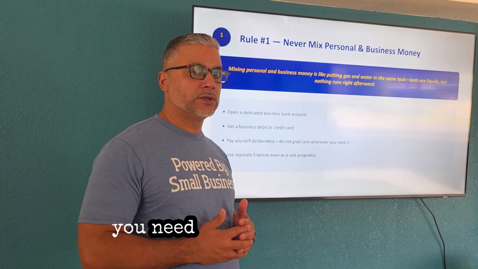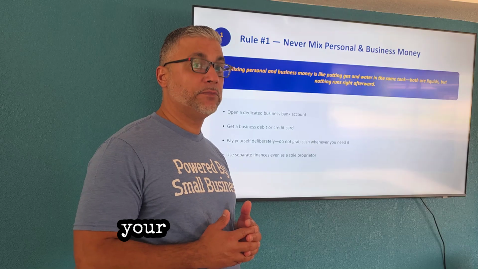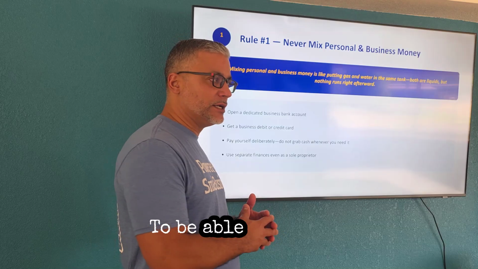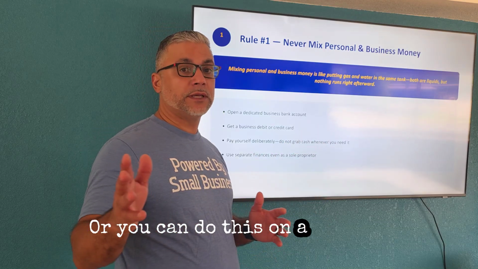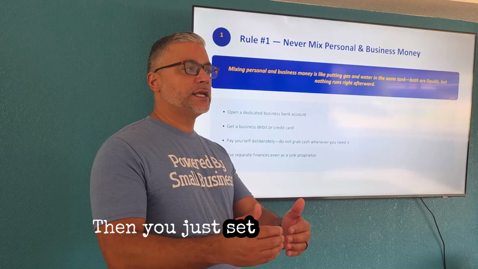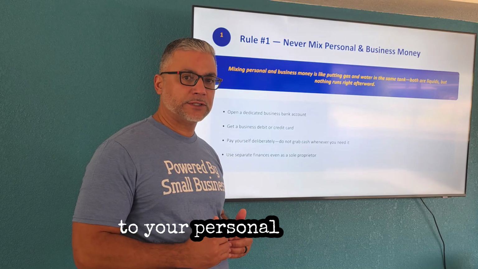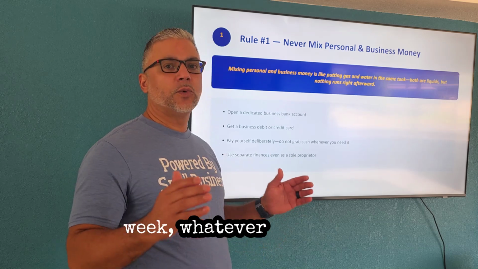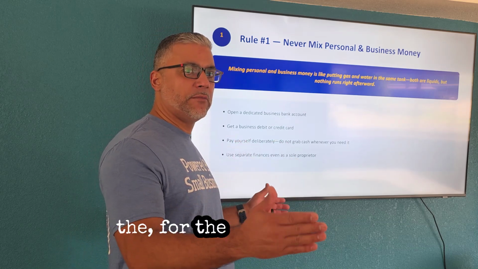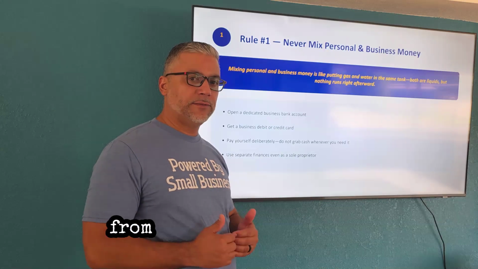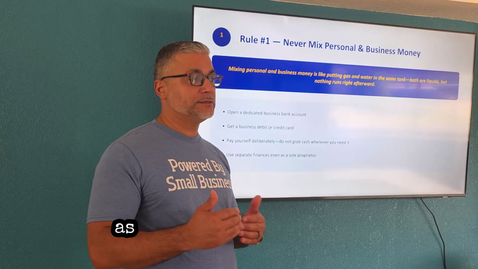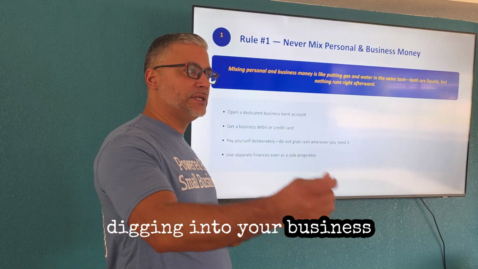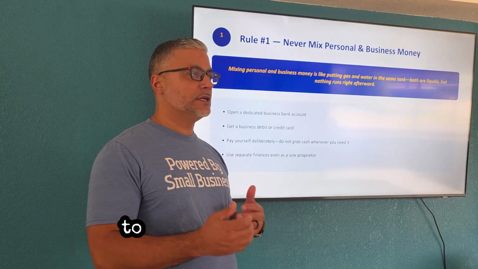If you know how much money you need on a weekly basis to live your life, your personal expenses, to be able to cover the month, right? Or you can do this on a monthly basis, whatever works for you. Then you just set up automatic transfers from your business to your personal account. It could be $200, $300, $400, $500 a week, whatever you need to cover your expenses for the month. You do a weekly transfer from your business to your personal account consistently, so you're not always taking money out of your business account to cover personal needs.